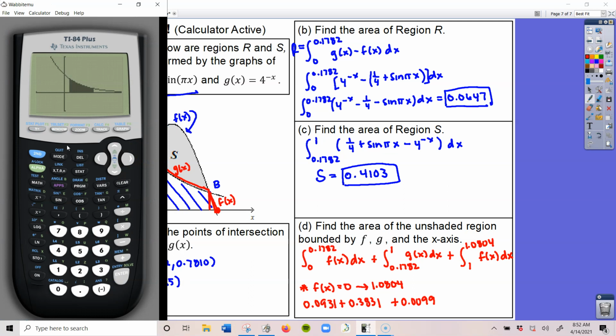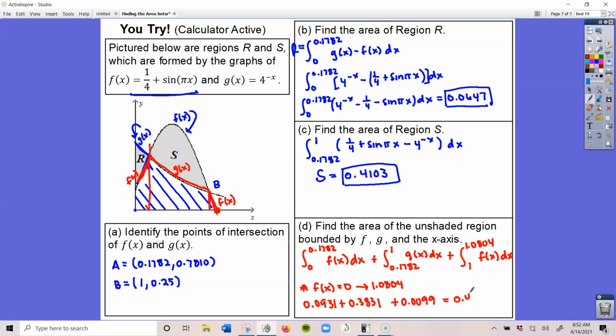So I'm going to go back to my calculator here, and I'm going to quit, and I'm going to come to my main screen and just add all of these numbers. So 0.0931 plus 0.3831 plus 0.0099. And I get my final answer of 0.48861. And that's it. That's the area between two curves.